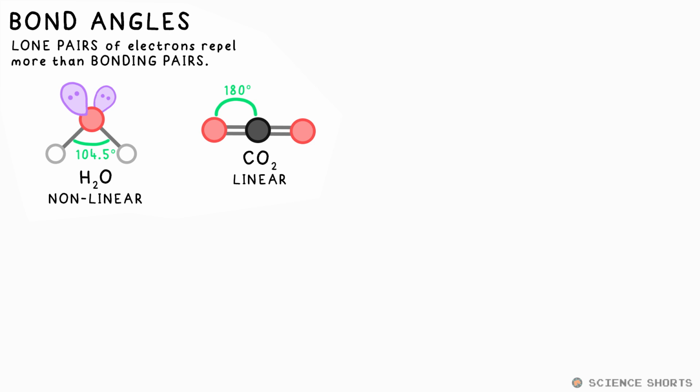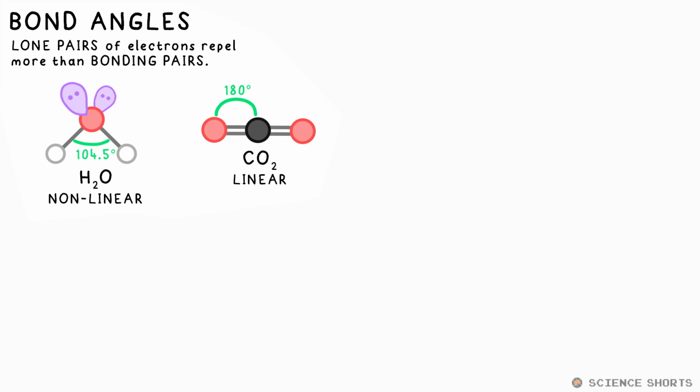We can draw these lone pairs with dots. That's why the two bond pairs, and therefore the bonds themselves, are pushed downwards, so they're at an angle of 104.5 degrees to each other. This is an angular or non-linear shape. However, we must remember that these bonds are in three-dimensional space, so they won't all just be flat.